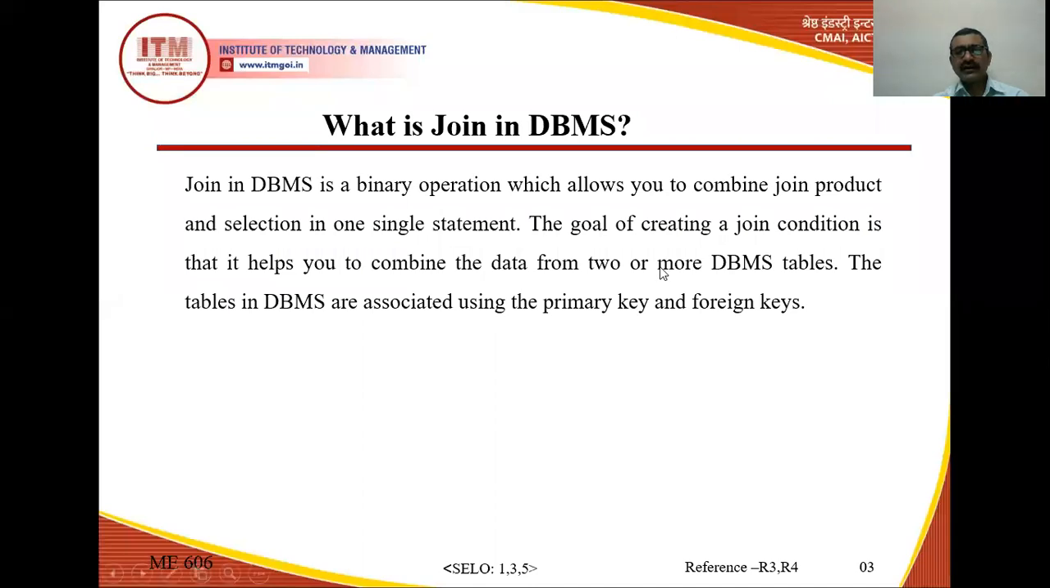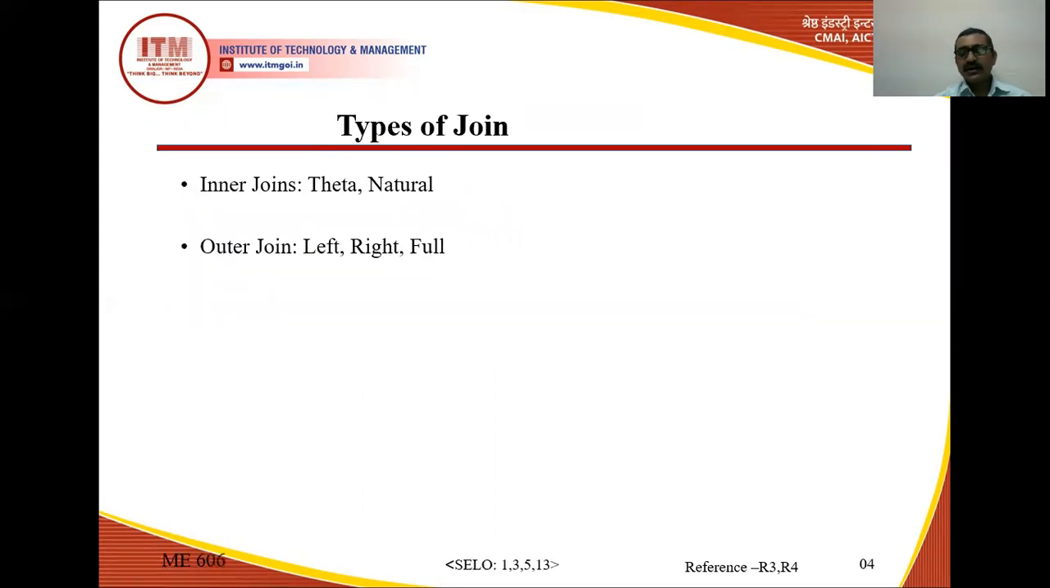The goal of creating a join condition is to help combine the data from two or more DBMS tables. What is the goal of the join condition? It helps combine the data from two or more DBMS tables. The tables in DBMS are associated using the primary key and the foreign key. So that is the basic goal of the join: it helps combine the data in two or more DBMS tables, which are associated using the primary key or the foreign key.